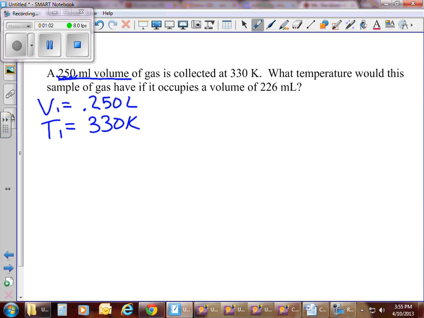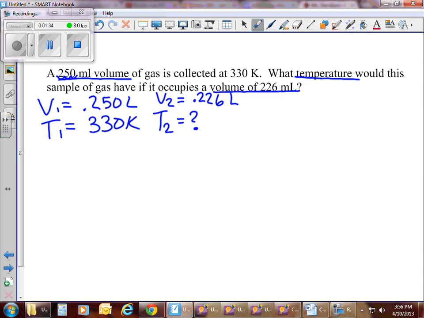As you notice, I don't necessarily put those right away. I kind of look to see what else I have. And then it says what temperature. That's asking us to figure out what that is. Would this sample gas have if it occupies a volume of 226 milliliters? So my V2 is going to be 0.226 liters.